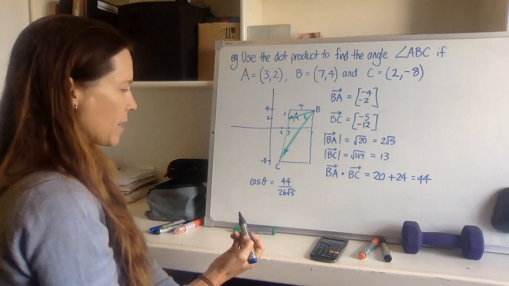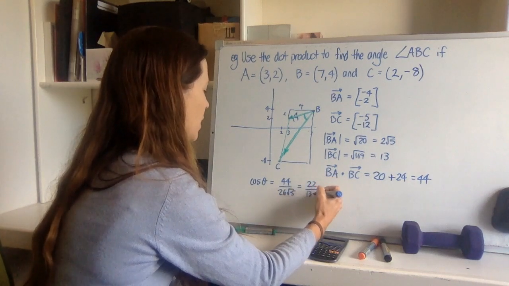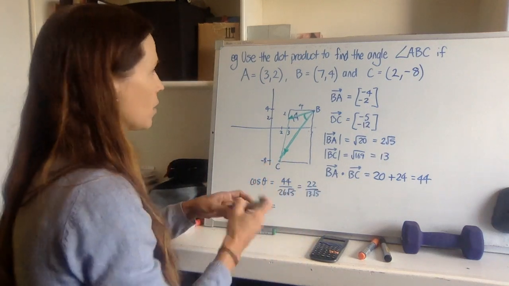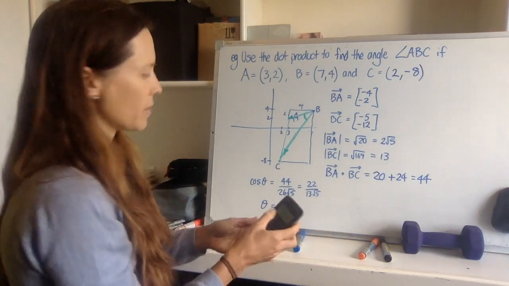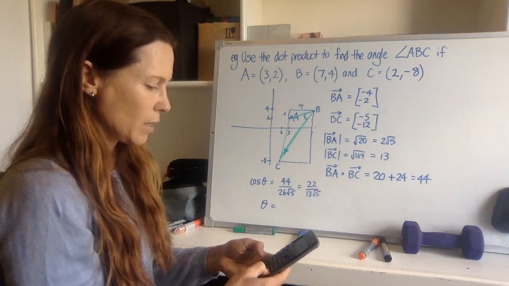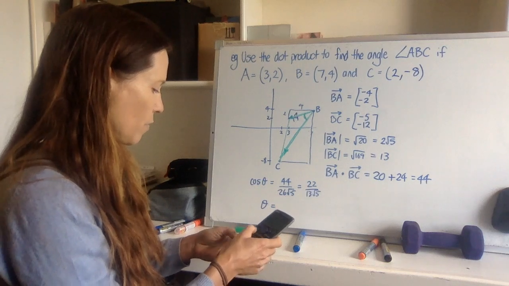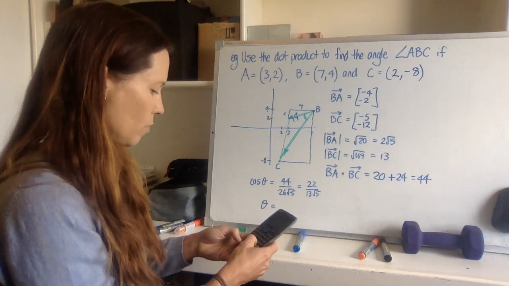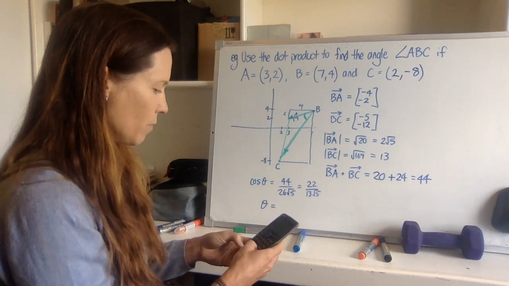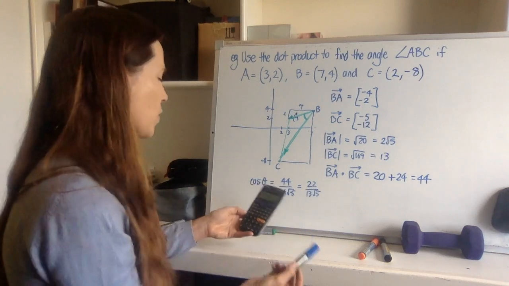Now, feel free to tidy that up if you want to. I can see that that's 22 over 13 root 5. A little bit neater. And now theta, it hasn't told us. Let's go degrees this time. So let's go into degrees mode. And we need to find the inverse cos of 44 over 13 root 5. Sorry, it's 22 over 13. I'll get it right. 22 over 13 root 5. And in degrees, we get 40.8.